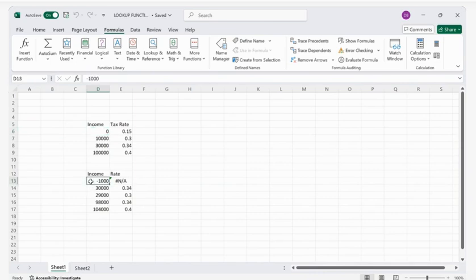Now here we have entered minus 1000, which is not a value in the given table. Hence, when we write the VLOOKUP function to find out the amount of tax that one needs to pay for minus 1000 income, we get an error.